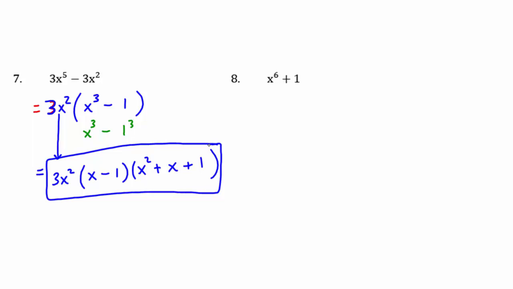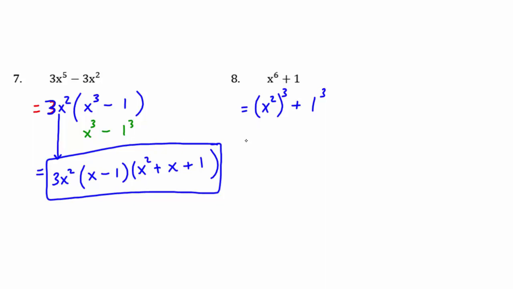How about number 8? Number 8, we have x to the 6 plus 1. Now I haven't done powers of 6, but we have done cubes. Now is x to the 6 something cubed? Remember, when you do a power to a power, you just multiply it. So isn't x squared cubed the same thing as x to the 6th power, because 2 times 3 is 6. So this is also a sum of cubes. This is just x squared cubed plus 1 cubed for us.